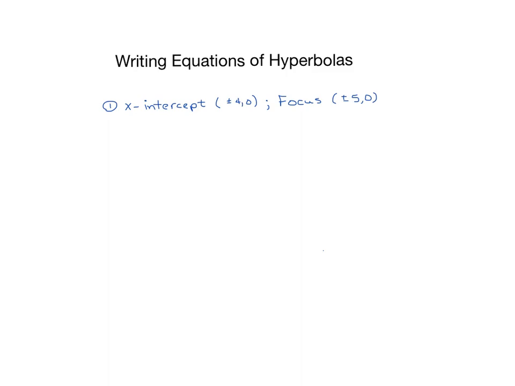So I'm going to go ahead and put my given information on my coordinate plane. Notice they're telling me that these are the x-intercepts. So 1, 2, 3, 4, 1, 2, 3, 4. So my x-intercepts are going to be negative 4, 0 and positive 4, 0. I've also been given my focus points. So I've got one at negative 5, 0 and positive 5, 0. So those are my focus points.